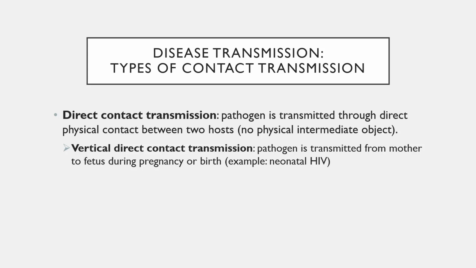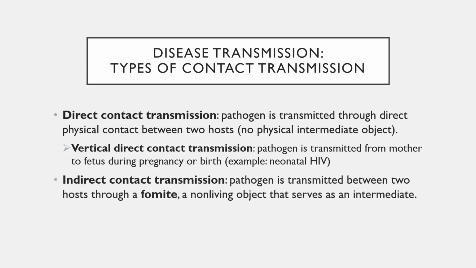Direct contact transmission describes a situation where the pathogen is transmitted through direct physical contact between two hosts. In other words, no physical intermediate object is used. A special subtype of direct contact transmission is called vertical direct contact transmission, which refers to when a pathogen is transmitted from mother to fetus during pregnancy or birth. For example, neonatal HIV can be transmitted to a fetus if a mother is infected with HIV.